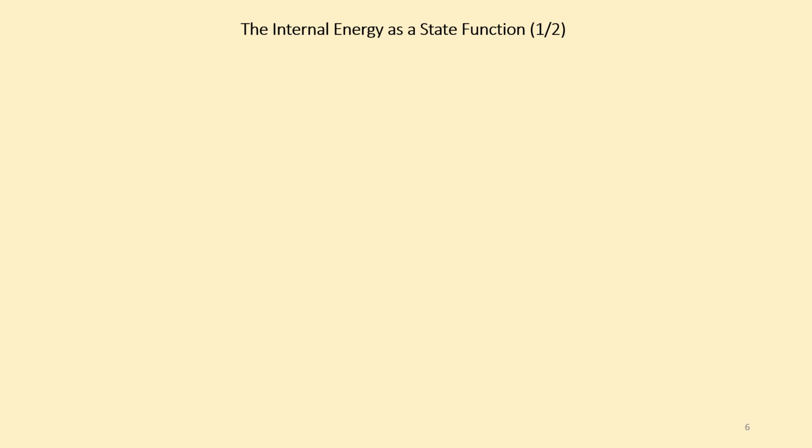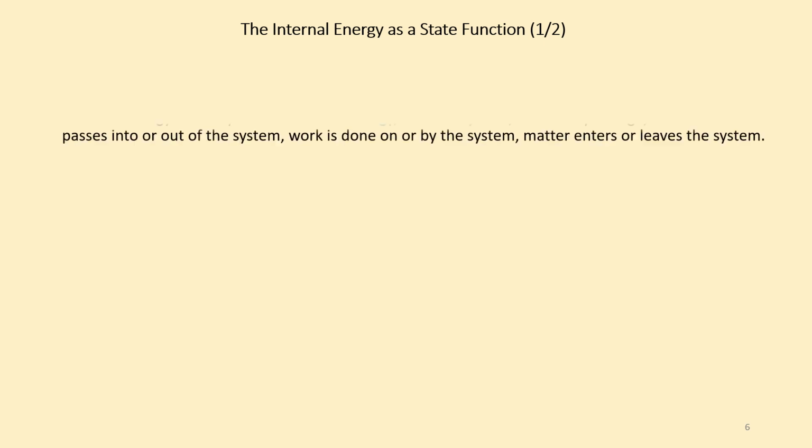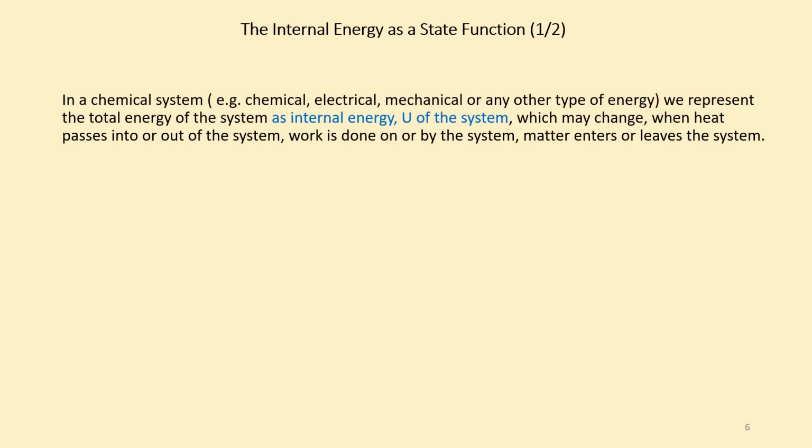Internal energy as a state function. In a chemical system, we have different types of energies like chemical energy, electrical energy, mechanical energy, or any other type of energy. We represent the total energy of the system as internal energy, represented by the symbol capital U. This internal energy may change when heat is supplied into or taken out of the system.